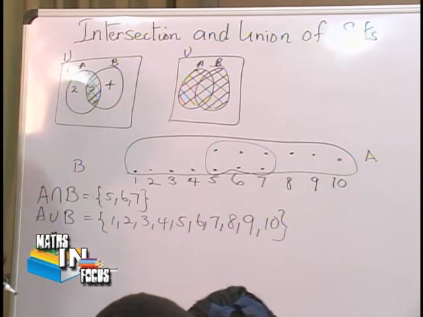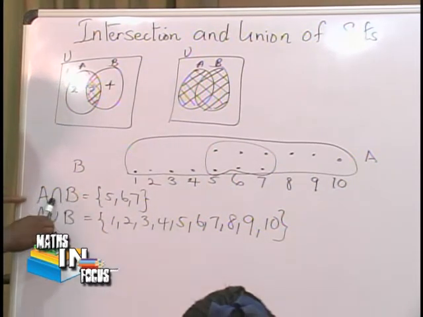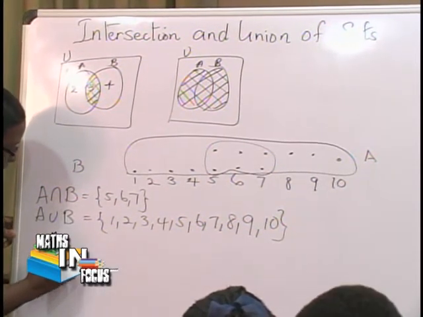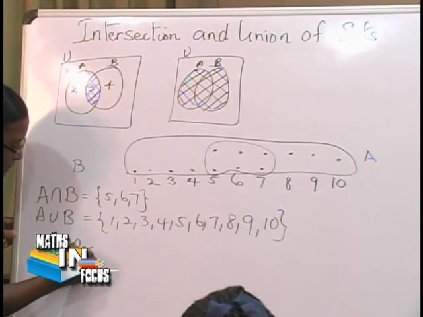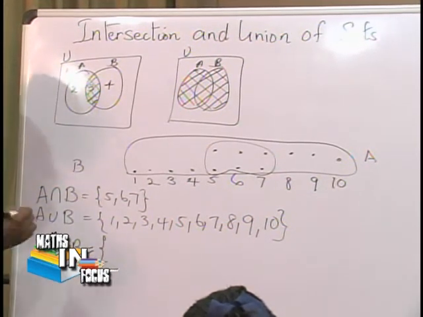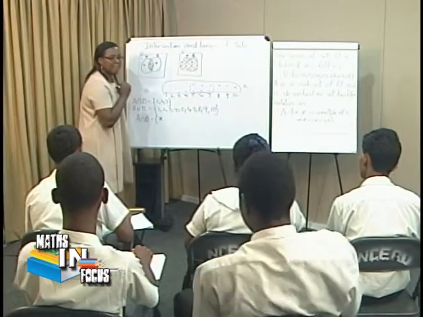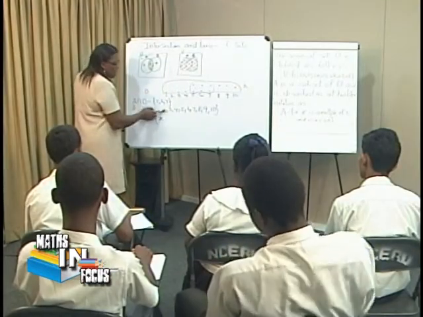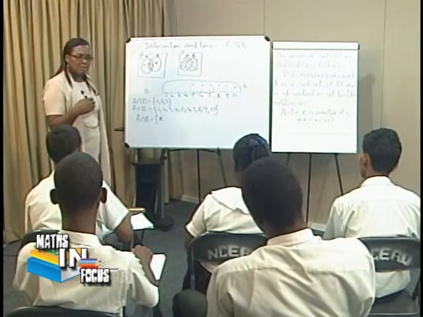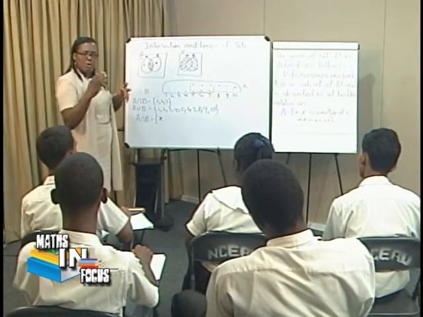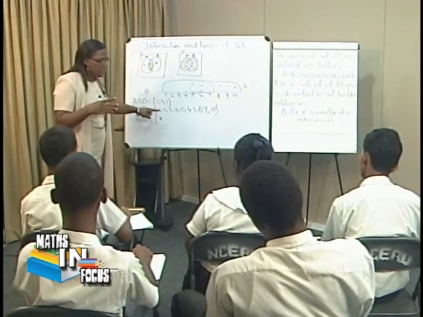set builder notation form. So the name of our set here is A intersect B. We know we must open with a curly bracket or a brace. And we know we must have the set of x's such that, and then we look at our elements and we ask ourselves, which group of numbers did we take these from?